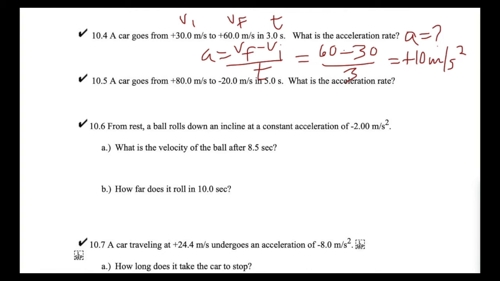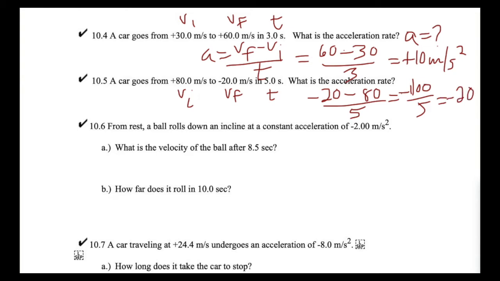30 divided by 3 gives a plus 10 meters per second squared as my acceleration rate. What about the next one? Again I have a final velocity, an initial velocity, and a time, so I use the same kind of thing, but this time my final velocity is negative 20. I subtract my starting velocity, which was 80, and divide by 5. That's negative 100 over 5, which is negative 20 meters per second squared.